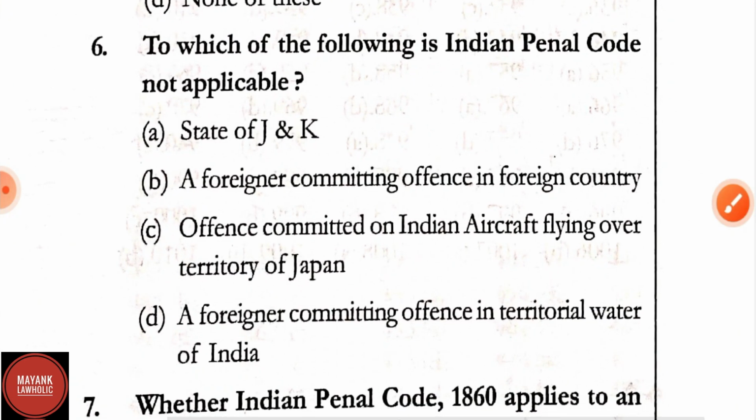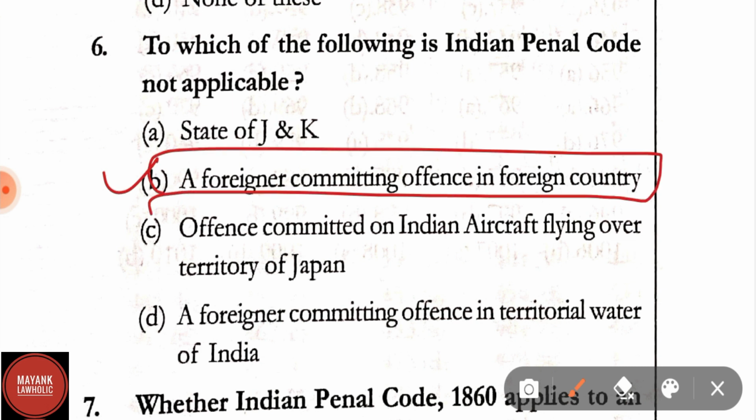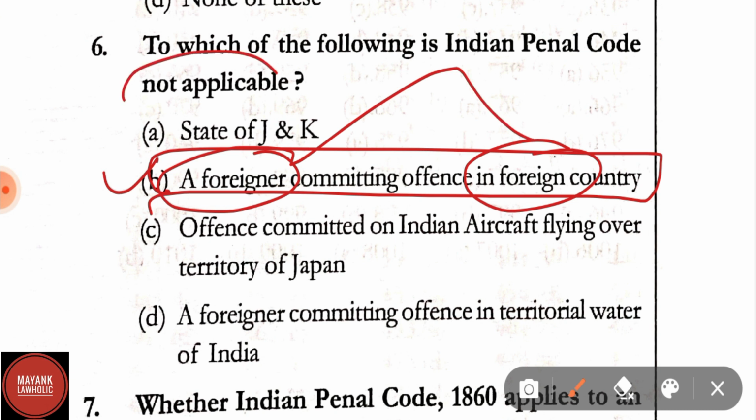Question 6, to which of the following is IPC not applicable? Options are state of Jammu and Kashmir, a foreigner committing offence in foreign country, and option C, offence committed on Indian aircraft flying over territory of Japan, option D, a foreigner committing offence in territorial water of India. Here the correct answer is option B, that is a foreigner committing offence in foreign country. Foreigner and foreign country, here IPC will not be applicable.